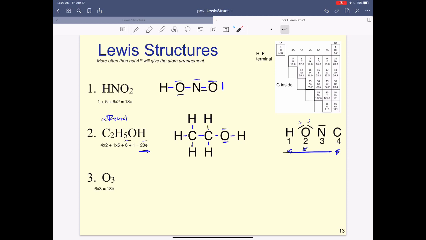Finish with ozone. O3, 18 electrons. Let's bond 3 oxygens together, and we'll end up with 2, 3, 4, 5, 6, 7, 8, 9. And we find that this oxygen on the left-hand side does not have an octet, and so we'll need to take an electron pair from the central oxygen and form a double bond.